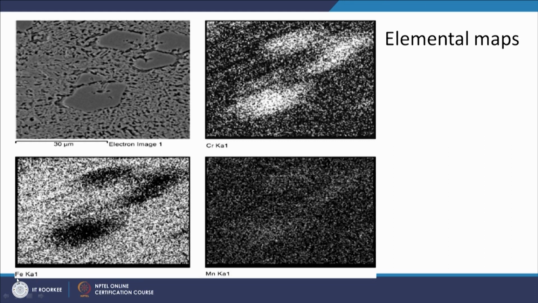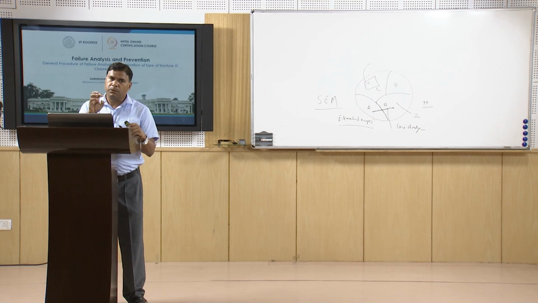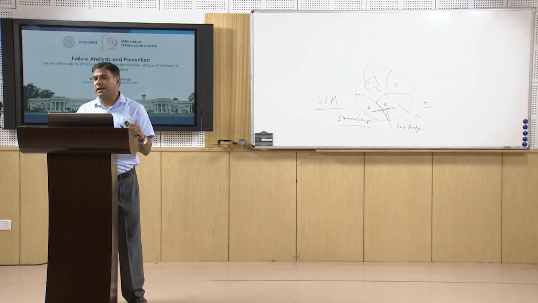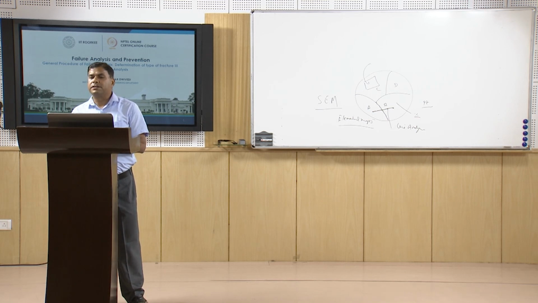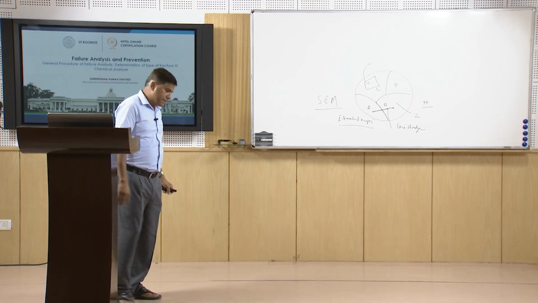Similarly, this one shows the distribution of iron. The matrix is dominated by iron, and in these particles the iron is in very limited quantity. Wherever iron is missing or low in concentration, that zone is shown as a dark area. Similarly, for manganese, the content is somewhat more in these particles as compared to the matrix. Wherever a particular element is present in greater quantity, that location looks brighter, else it looks darker. This is how elemental maps can be used to see where what is present.